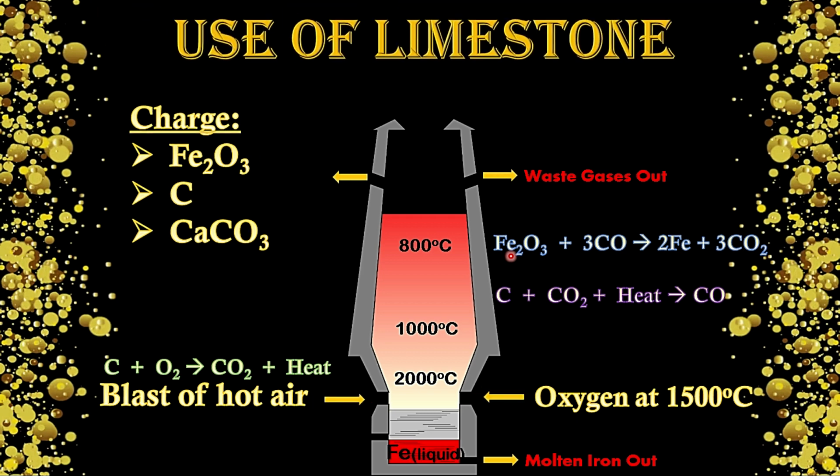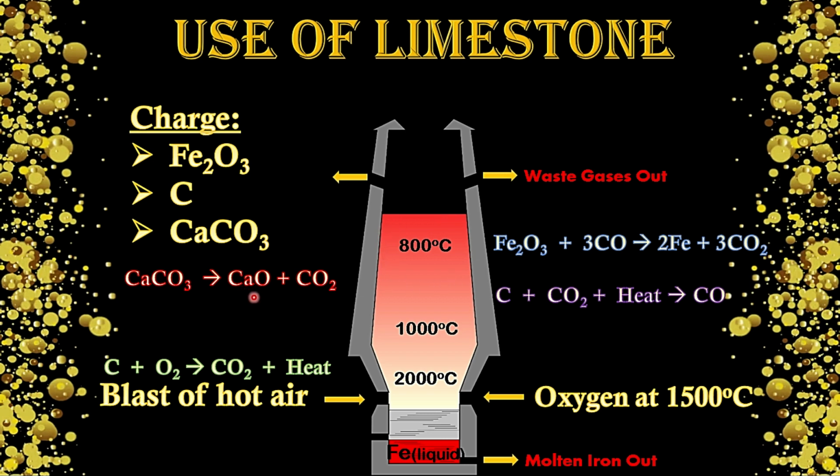Now, what was the use of this limestone which was added with the charge? This limestone is added to remove impurities. Impurities mainly contain sand impurities, SiO2. It will react with limestone. First of all, limestone will convert into calcium oxide and carbon dioxide. It will decompose due to heat of the furnace. This is also an endothermic reaction. Due to this reaction, temperature of this area of the furnace will decrease.